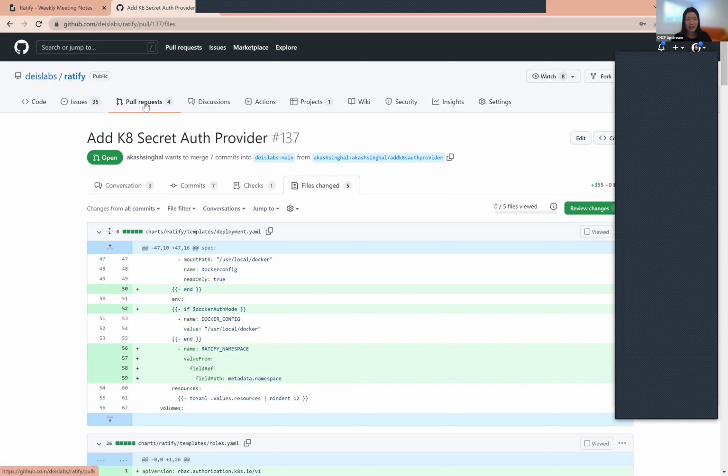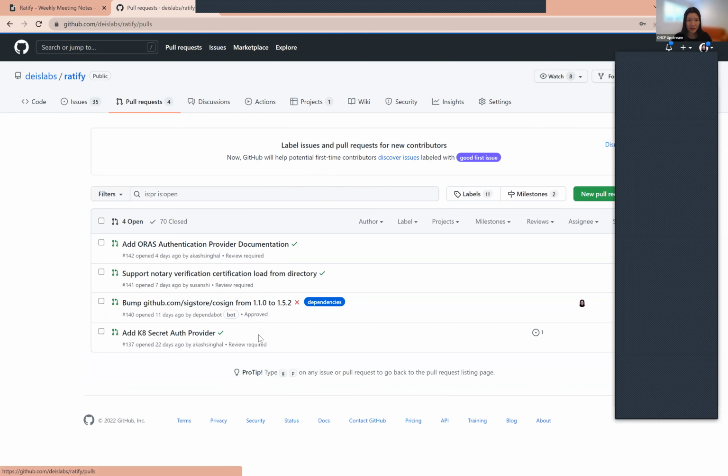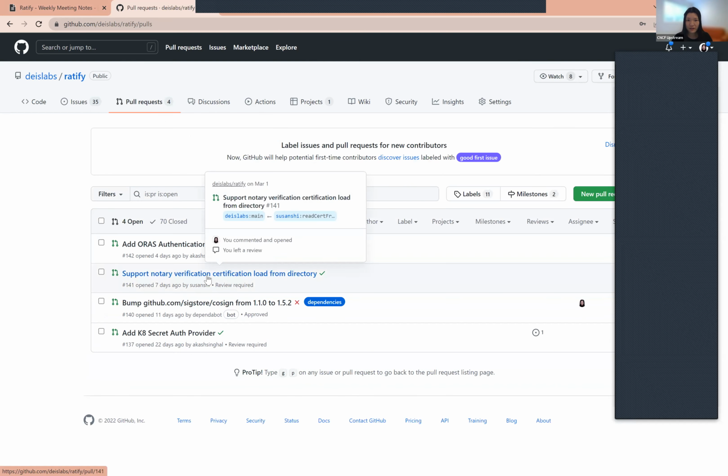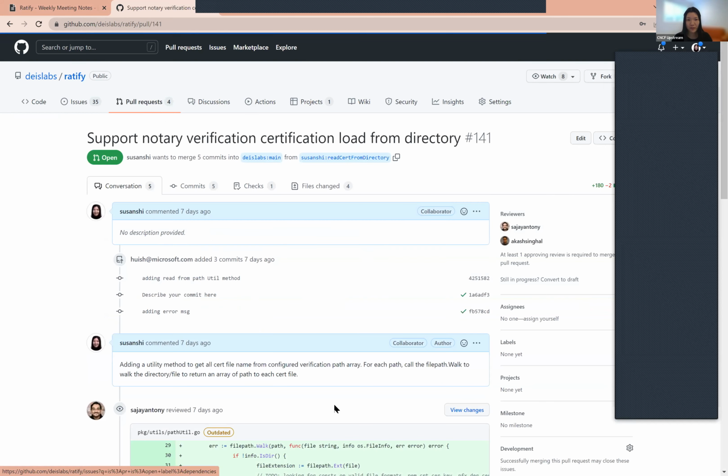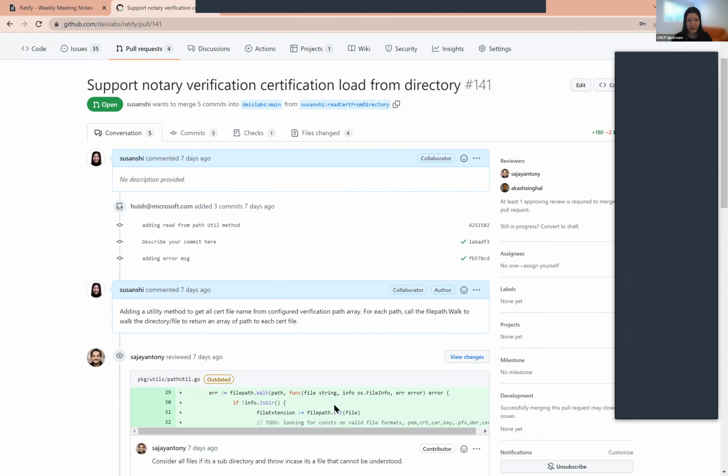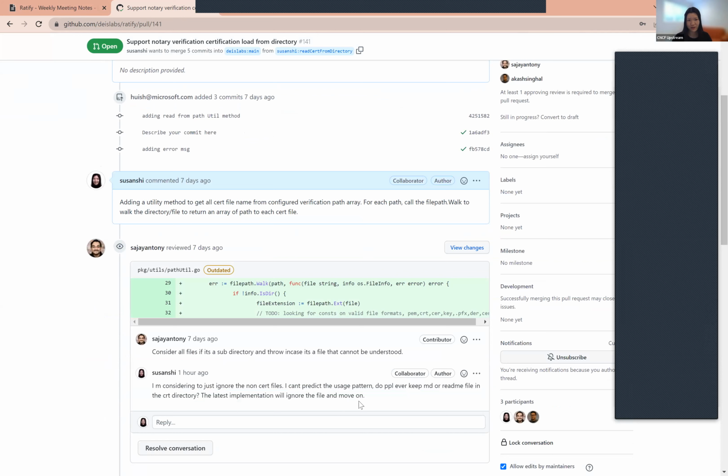Okay, then the next open PR is to read the certificate from a directory. I've updated the implementation, and I've added a comment to say that currently the implementation would just ignore the file and move to the next one. It's safer because I don't know what other people will keep in the same directory. Do people feel it's okay to just ignore the non-certificate file and have the method return only the certificates?